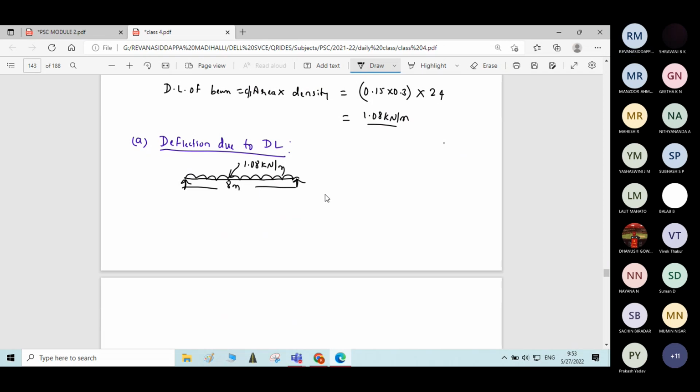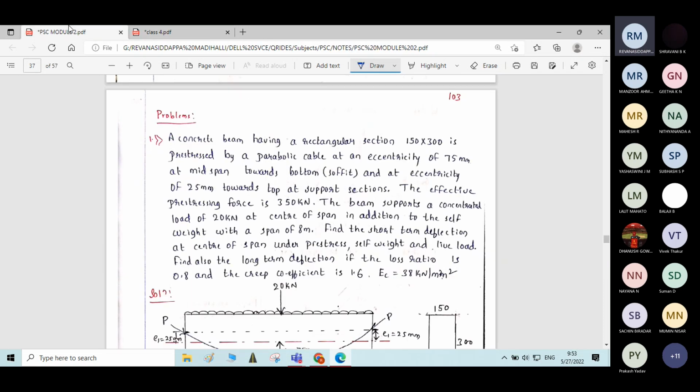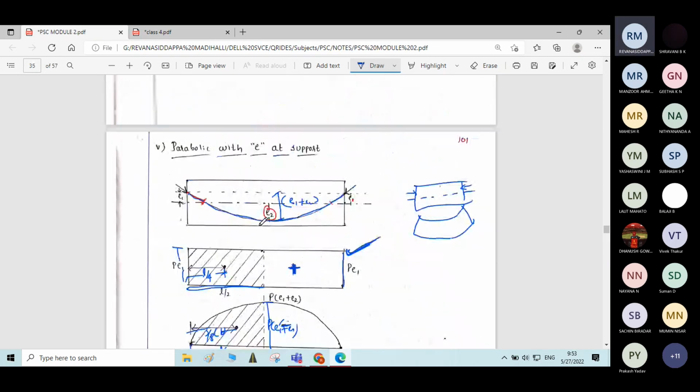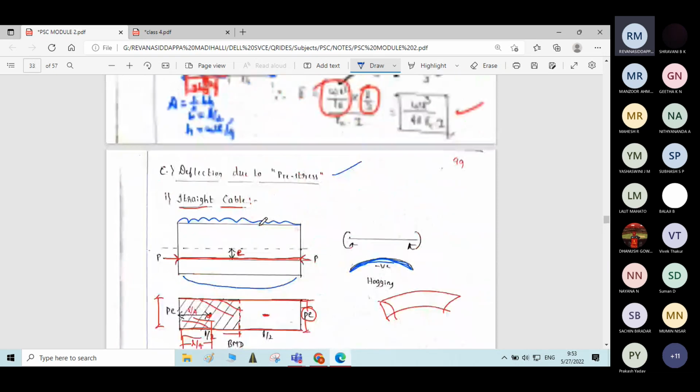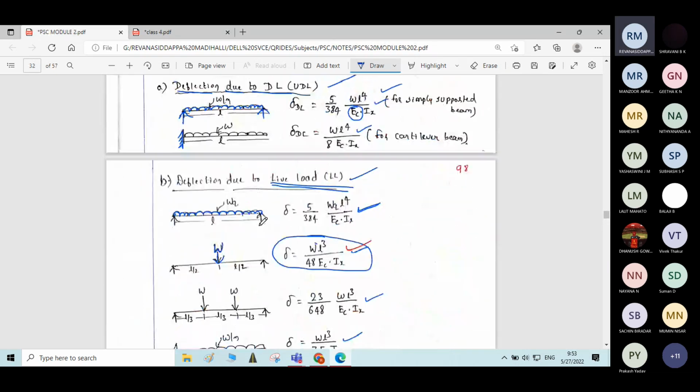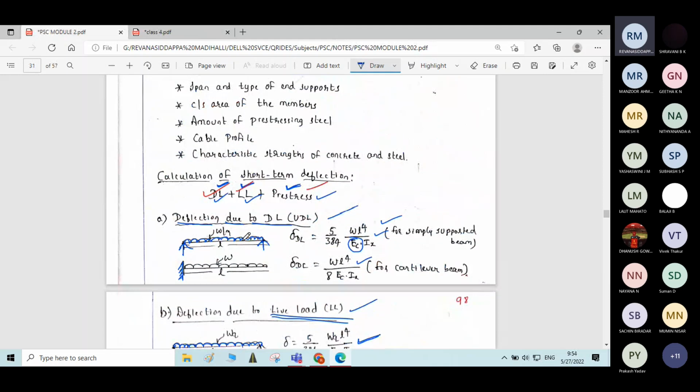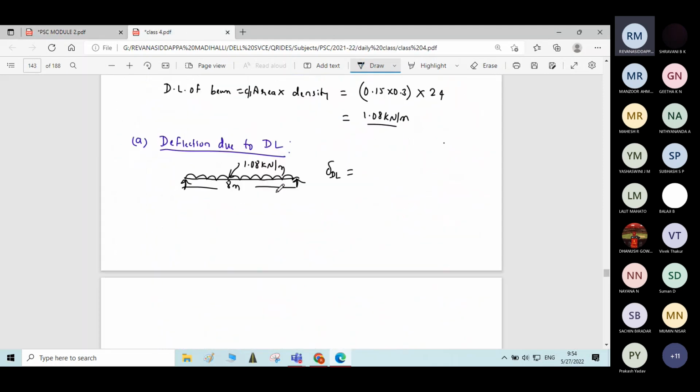Okay. So we have the formula for calculating deflection due to dead load. What is the formula we have? Deflection due to dead load for a simply supported beam carrying UDL. Here we have the formula 5 by 384 WL raised to 4 divided by EC into IX. Let me copy the same formula. 5 by 384 into WL raised to 4 divided by EC into IX.